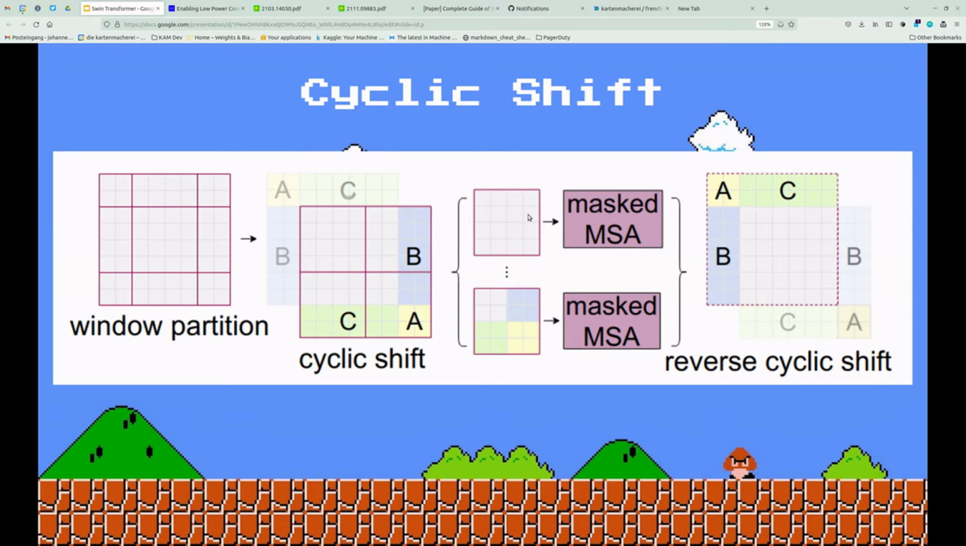And this is how they actually showed it in the paper. When I looked at it in the paper, I was like, what are they doing? So that's why I prepared this more detailed explanation for you with numbers and everything. The window partition, the cyclic shift, as I showed you, then masked multi-head self-attention, and then they do a reverse cyclic shift, which I didn't show, but they just reverse everything and put it back to where it was before.